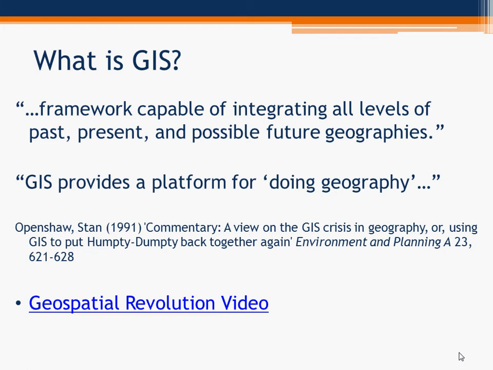But even then, we were saying that GIS is going to provide a platform for what we call doing geography, and I'm putting the quotes in there. That's what geographers use as a tool to study the Earth. When you break down the term geography, geo meaning Earth, graphy meaning to write or to analyze, to describe, we're using this technology to do just that.